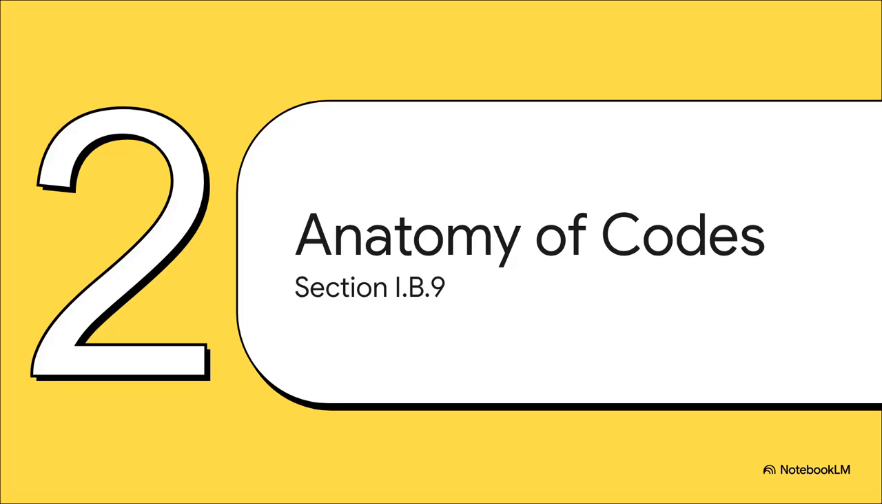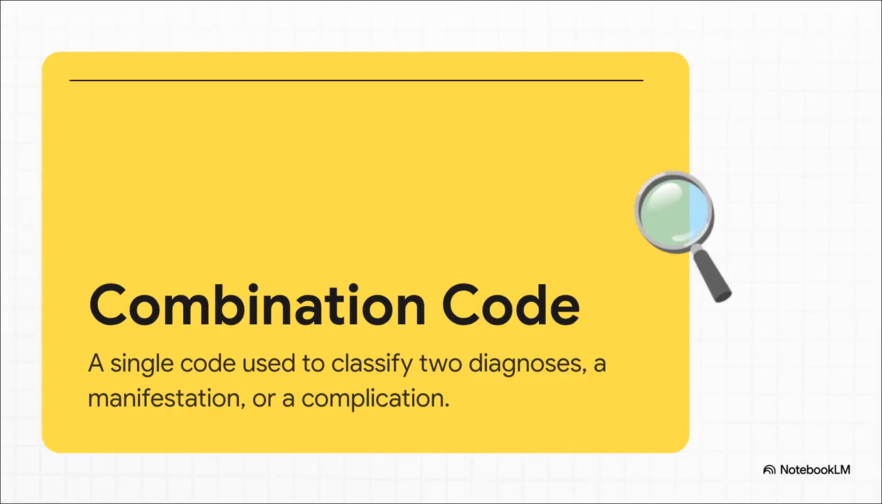Moving right along to Section 2, Anatomy of Combination Codes. Now that we know whose rules we're following, let's look at what Section IB9 actually says. Straight from the CMS guidelines, a combination code is defined as a single code used to classify two diagnoses, or a diagnosis with an associated secondary process, which is just a fancy way of saying a manifestation, or a diagnosis with an associated complication. Basically, multiple clinical concepts are bundled up and packaged into one single alphanumeric box.